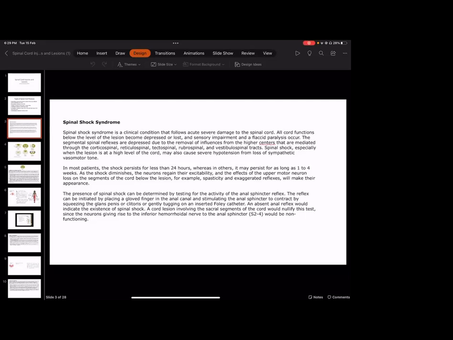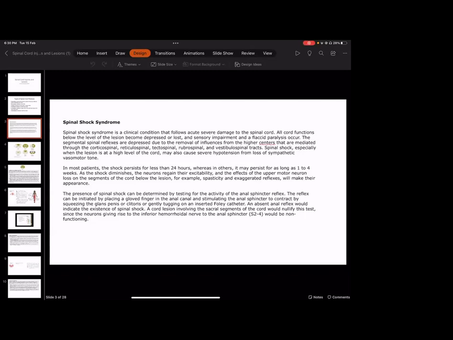The test for this, and how they figure out if this person has spinal shock syndrome, is usually the anal reflex, okay? Basically you try to stimulate the anal canal and see if the anal sphincter will contract or not. The reflex can be initiated, as he says here, by placing a gloved finger in the anal canal, stimulating the anal sphincter to contract by squeezing the glans penis or the clitoris, or gently tugging on the inserted Foley catheter. So you're trying to see if the anal sphincter will contract on the finger. This is just to see if the person has it or not.